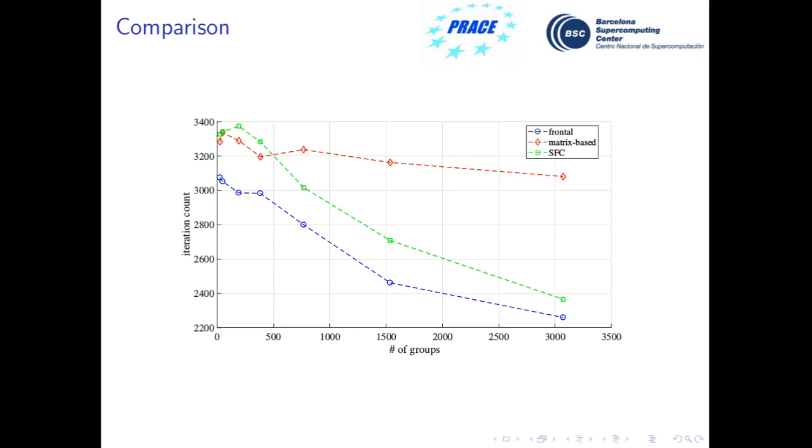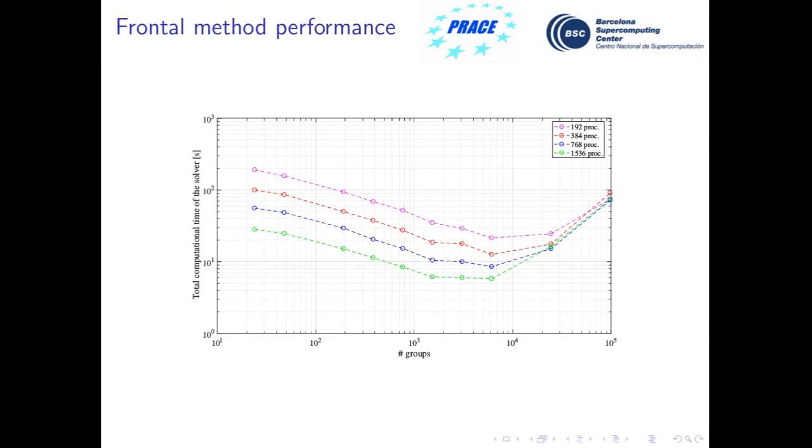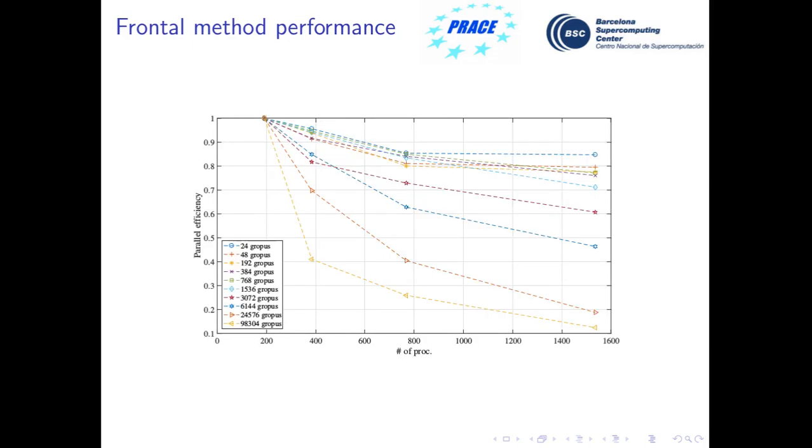At the end, let's take a look how frontal method performs on various number of processes. Computational time plot in respect to the groups clearly indicates that the sweet spot for fast computation is from 1000 to 10,000 groups. Above that number, the influence of parallel communication becomes too big. This can be also observed on parallel efficiency plot. Lower group numbers hold on their efficiency, but bigger numbers drop basically immediately.